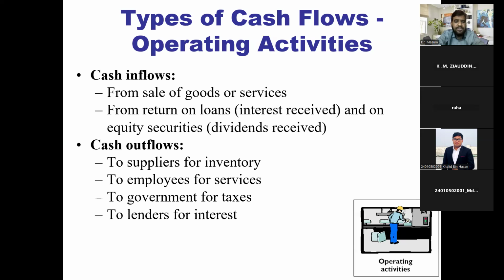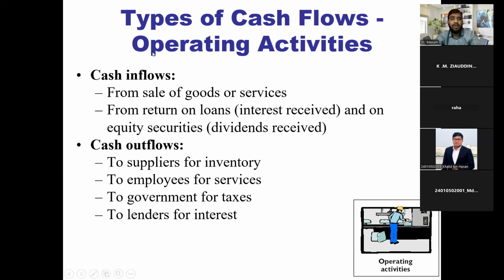To lenders for interest. So you are receiving money from the lenders and you are paying interest, but paying back the loan is not operating cash outflows. Paying back the loan is not only interest, because interest is related to your operations. So paying back the loan is not operating activities, that is financing activities, because the finances are coming from the company.